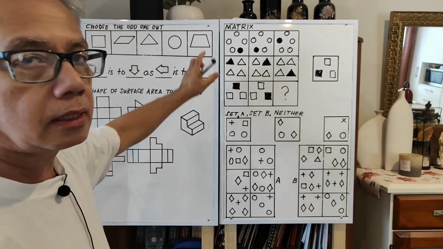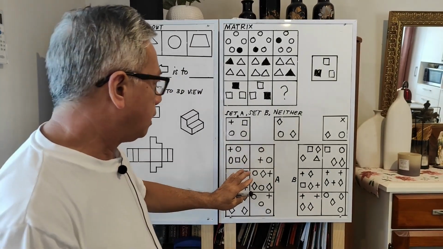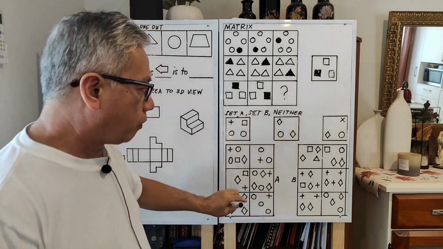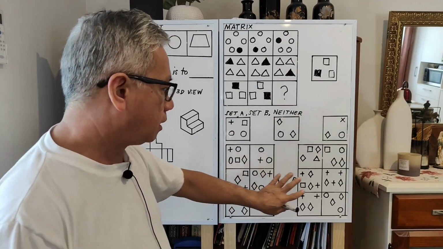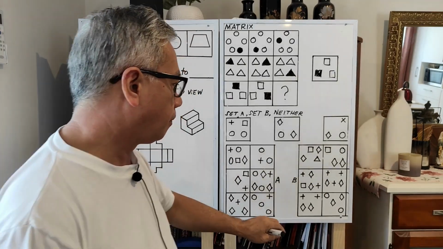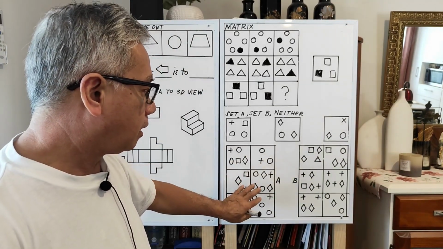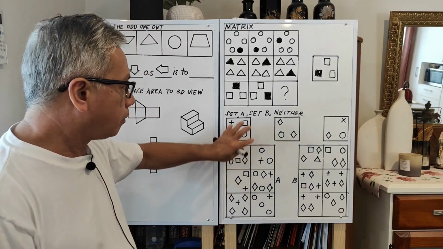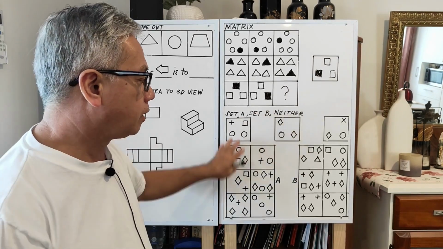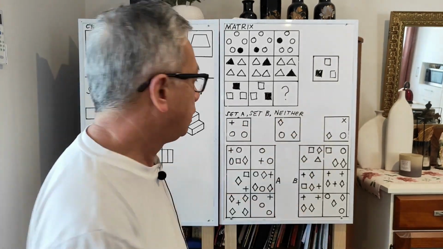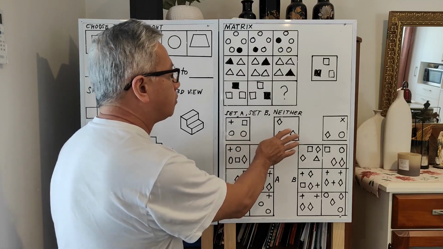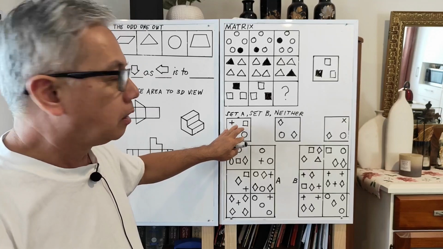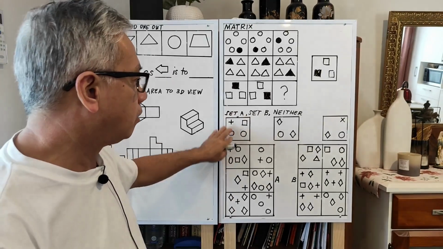Next type of abstract reasoning is called set A, set B, or neither. So we have 2 sets. This is set A, this is set B, and there is a recurring pattern on both sets. We have 3 questions for this example. This is question number 1, question number 2, question number 3. You will decide on which set this belongs.